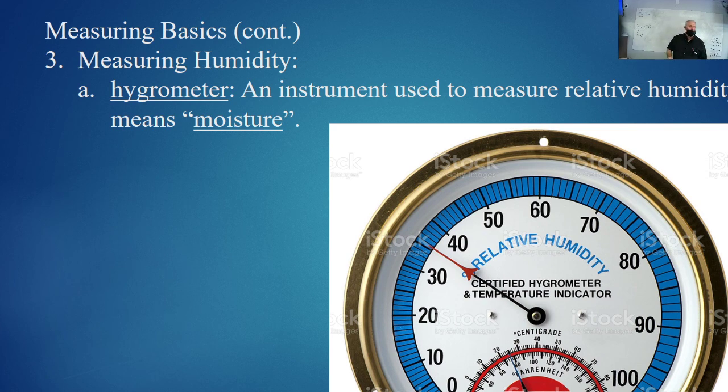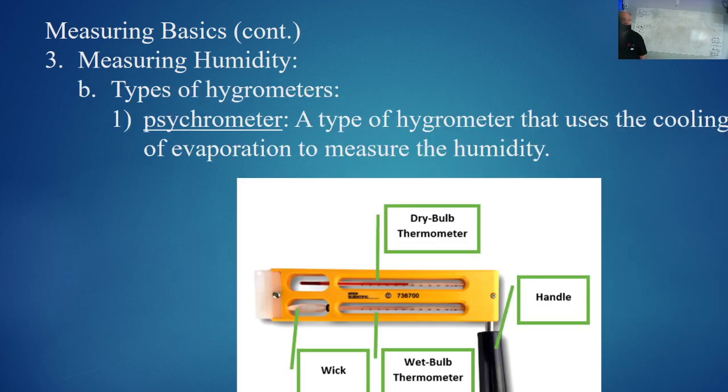Hygro means moisture. So a hygrometer, moisture meter, is measuring moisture. Okay? Humidity. There are some types of hygrometers. First of all, we start with a psychrometer. This is just a type of hygrometer that uses the cooling effect of evaporation to measure the humidity.